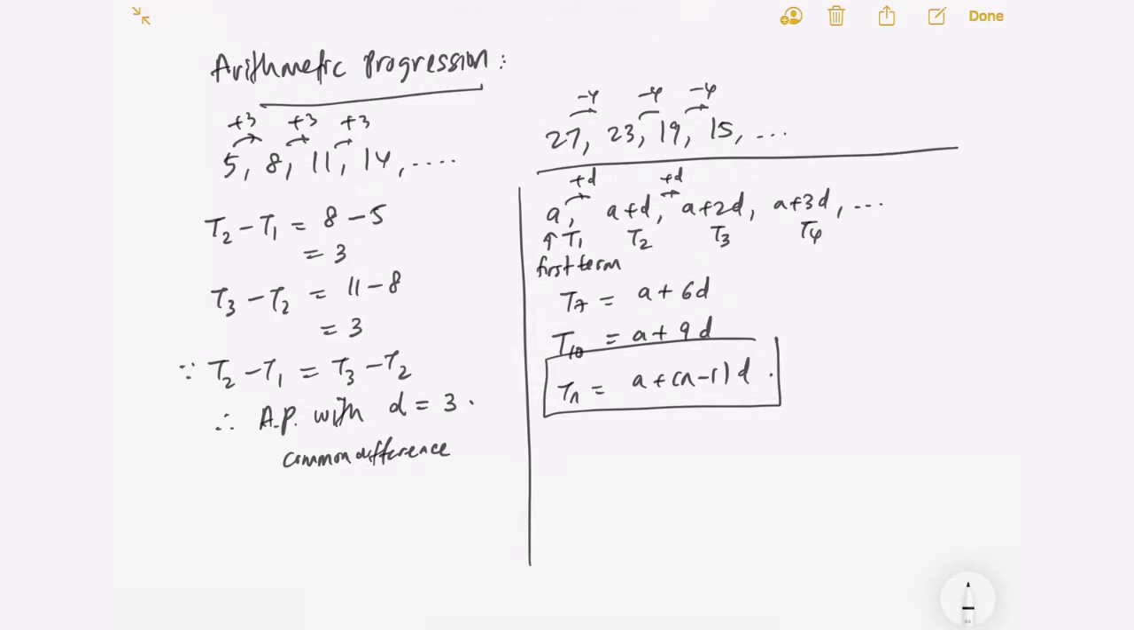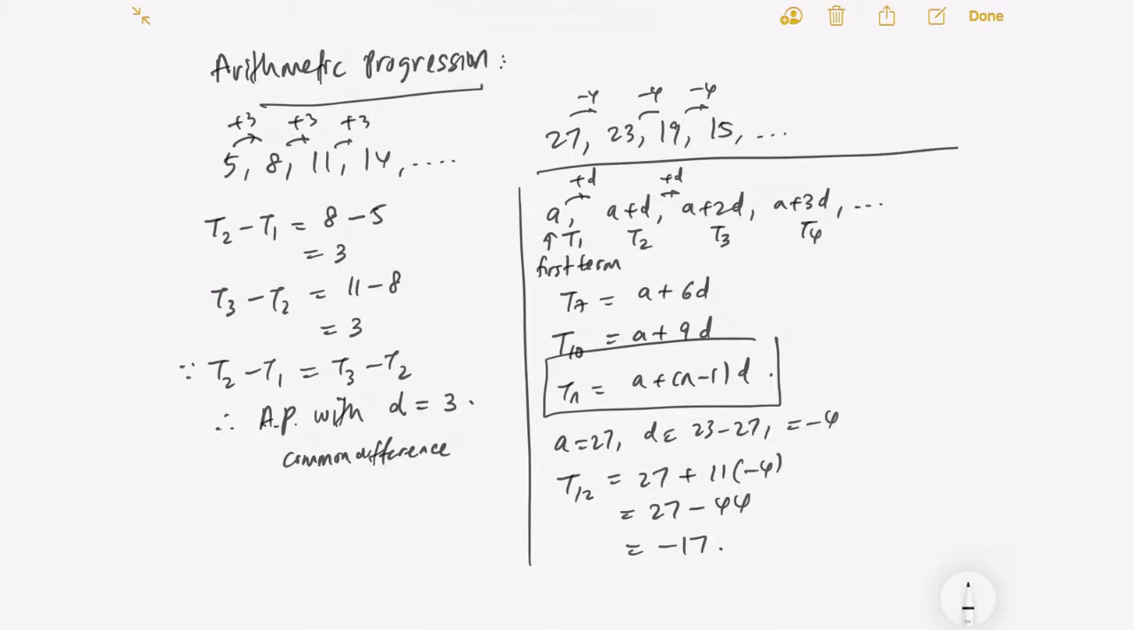For example, let's say I have an arithmetic progression, I'm going to use this example. A equals 27. My common difference is 23 minus 27, which is negative 4. If I want to find the 12th term, we take a plus, if your n is 12, 12 minus 1 is 11, d is negative 4. So you get 27 minus 44, negative 17. Now, your term can be negative, can be positive as well, right? So that's not a problem.